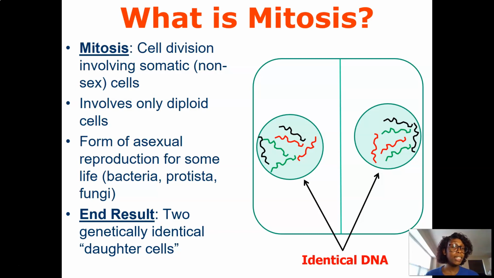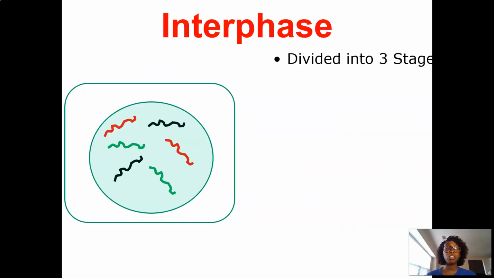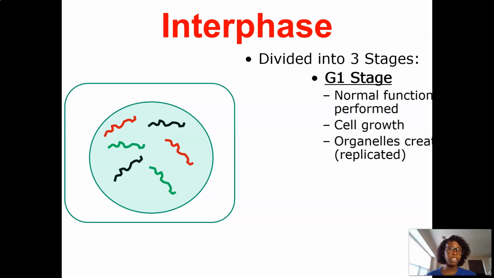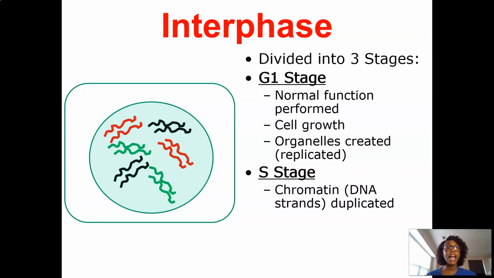So we're going to learn today how we get from that first part of that parent cell to these two identical daughter cells. So just to refresh our memory, we have our interphase. Before our cell goes through mitosis, it has to go through interphase. It's very important for it to go through interphase because we have to replicate that DNA and have that cellular growth to prepare our cell to divide.